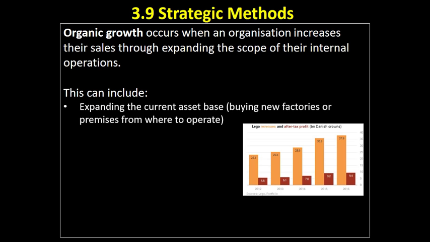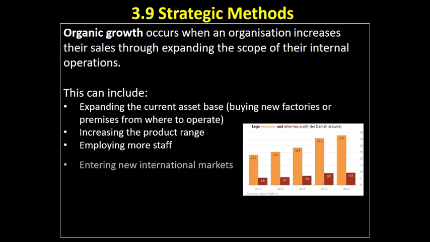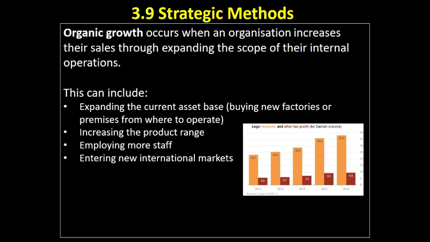Ways that a business can grow organically is to expand the current asset base. We might be purchasing a shop premises and kitting it out with our logo, our brand image. We're doing it ourselves. We're maybe purpose building a new factory, but we're expanding our asset base. It might be that we're just increasing our product range, so we're bringing out a new product and hoping to grow that way, attract new markets. It might be that we're employing new staff. It could be that we're entering new international markets. But the point is, this contrasts with external growth, which I'll look at in more depth in just a minute.